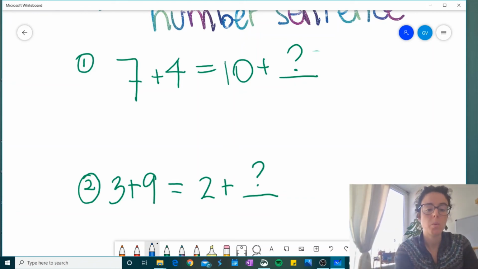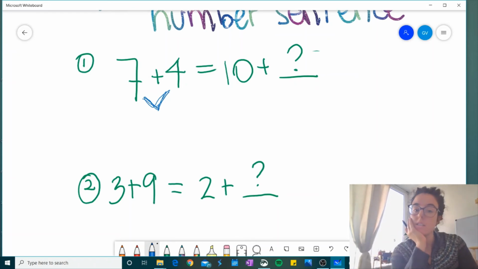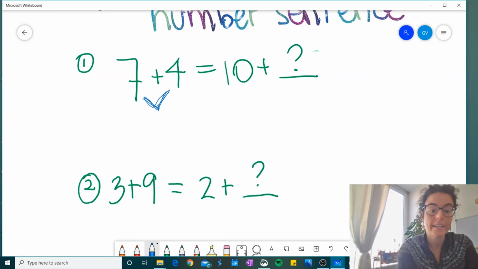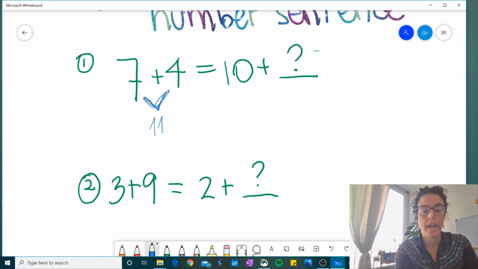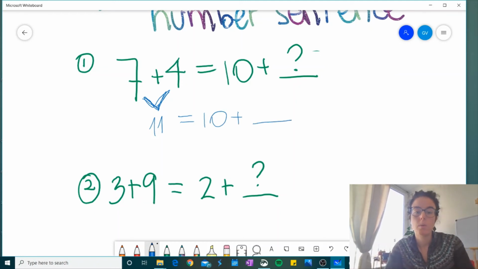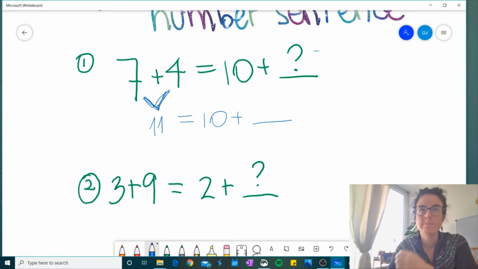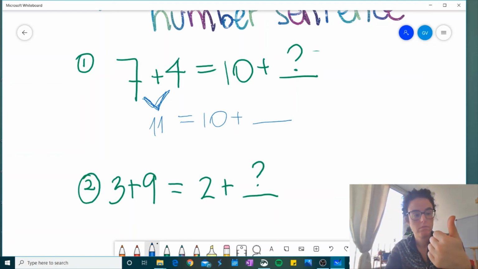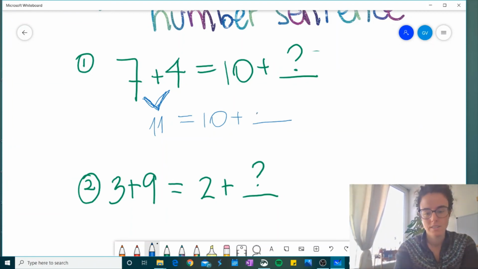So here we go. In number 1, what is the first thing we have to do? What is 7 plus 4? 7 plus 4 is 11. Okay, so how do we get 11, what do we add to 10 to get 11? Can we count up maybe? 10, 11. Oh, that was easy. Silly Miss Gia, you guys know this. We just need to add 1.